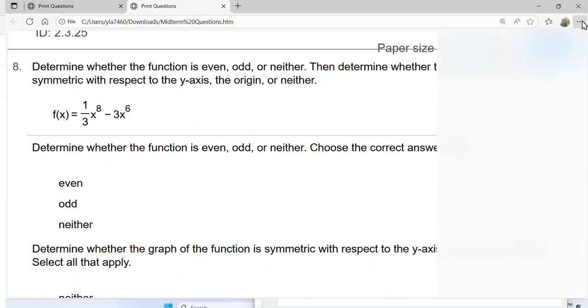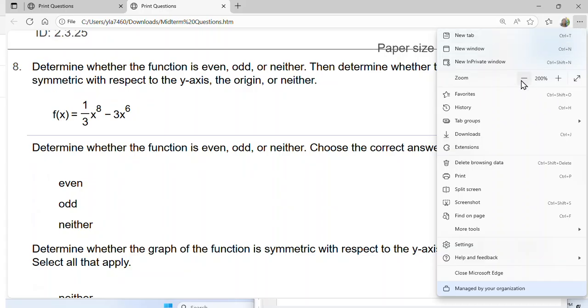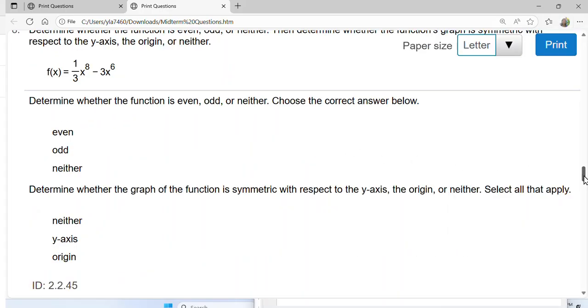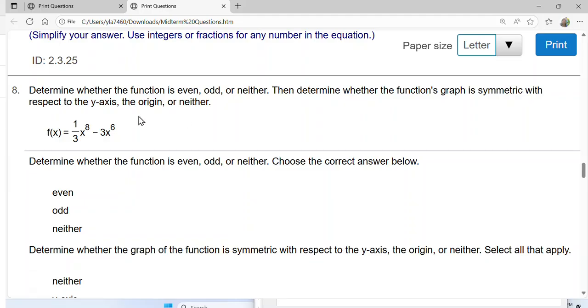Okay, number 8, determine whether the function is even, odd, or linear. Then determine whether the function graph is symmetric with respect to the x-axis, the origin, or none of them. Okay, you can actually graph this one. So this one looks like both are even powers, and they don't have any number after this one. So this one looks symmetric with the y-axis, and that means it's an even function. That's my first impression in here.